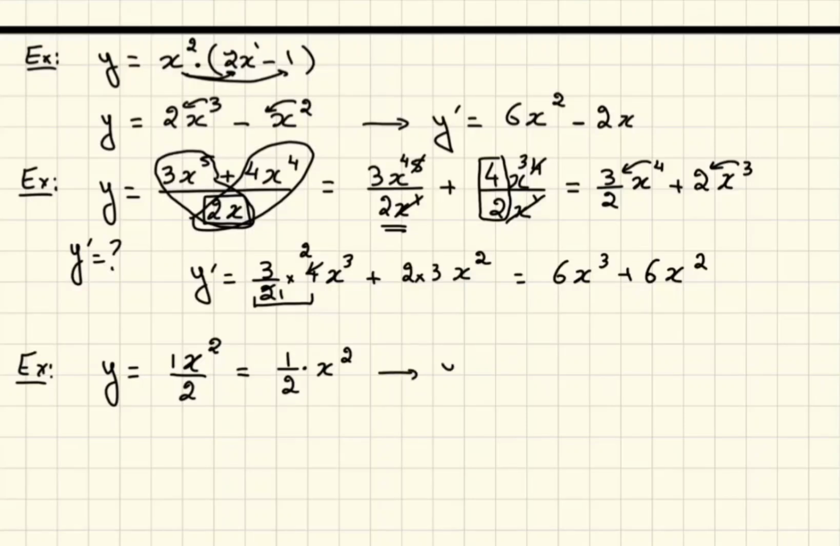Now from here do the derivative, it becomes 1 over 2 times 2, we bring the 2 down, x exponent 2 minus 1, which is 1. Now the 2 and 2 will cancel, so you get 1 times x exponent 1, which is only x in this case.